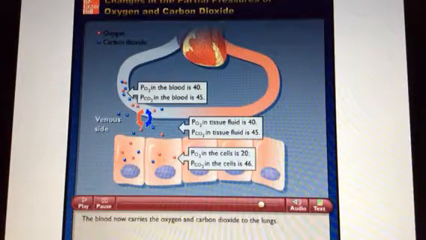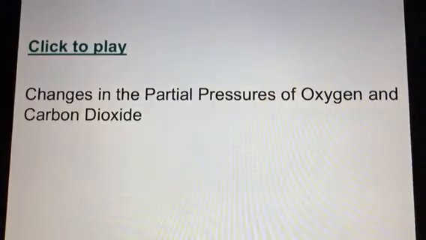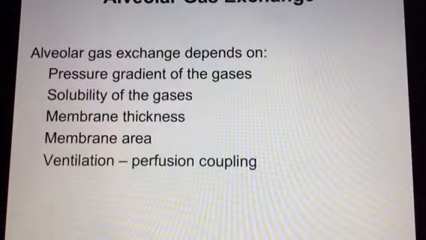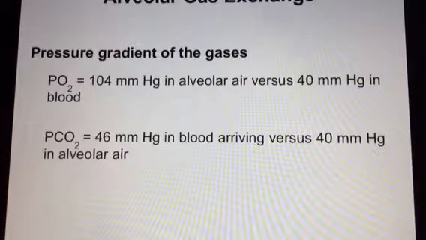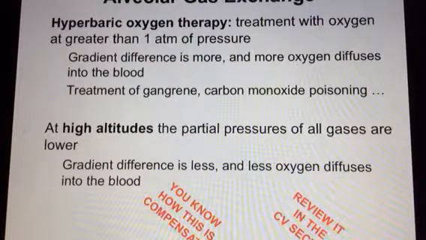Again, absolutely be watching all of these animations. They're really going to help you visualize what's going on. This gas exchange at the alveoli can depend on quite a few factors, and we'll talk about some of these. They're all in your book, but some of them I'm not going to spend too much time on. It does depend on the pressure gradient of the gases. Again, we need to have that difference in pressure for the air to be moving. So the pressure gradient of the gases does have to be there for gas exchange to happen at the alveoli.